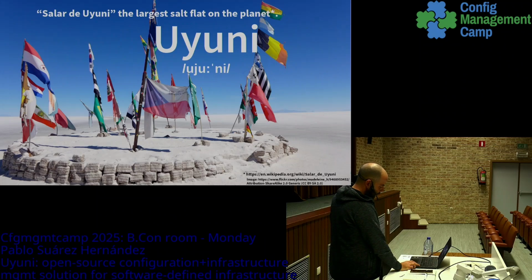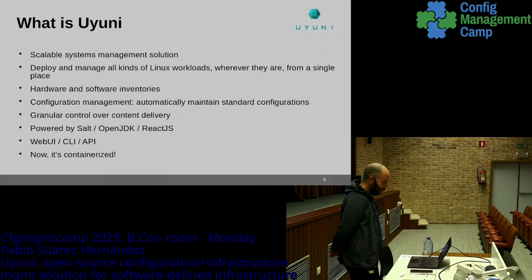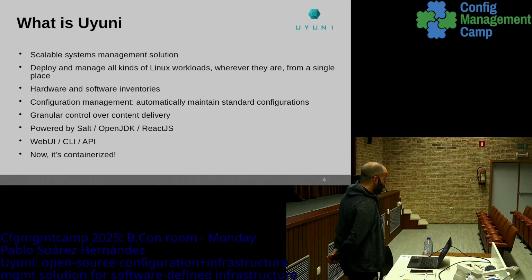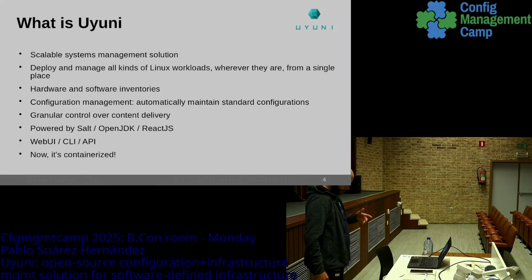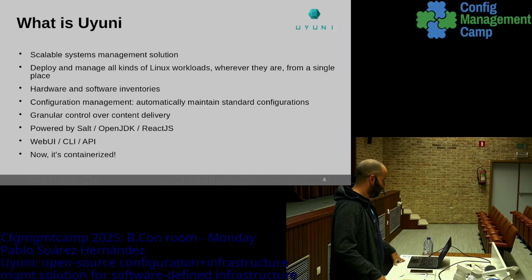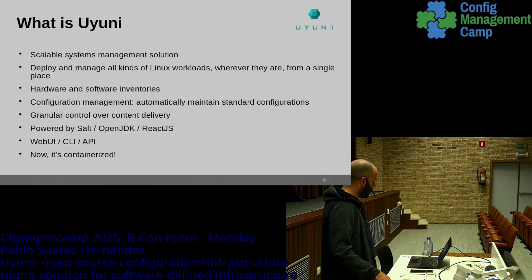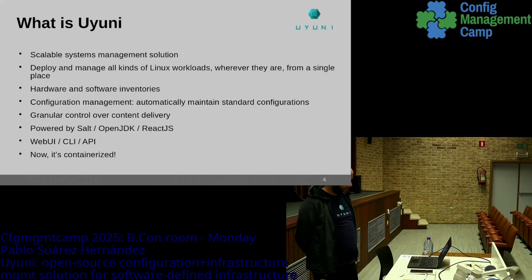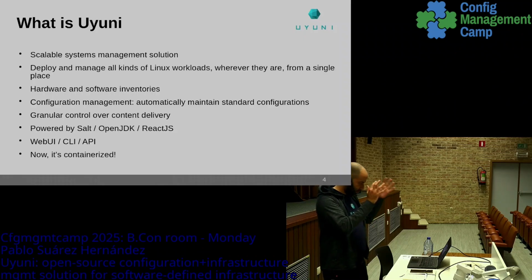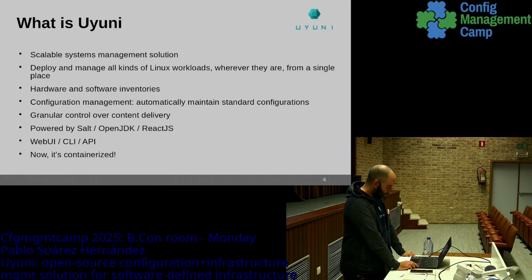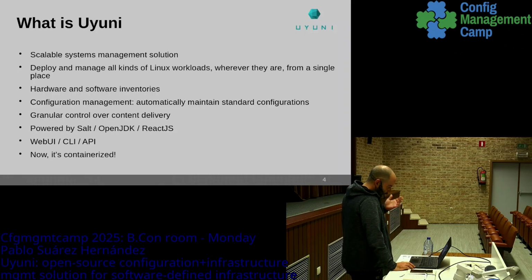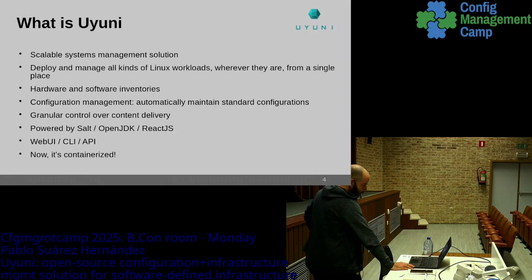And if we go a little bit deeper, the important thing is that it is basically a scalable system management solution. It is able to manage tens, hundreds, or even thousands of servers with a single Uyuni instance. It's able to deploy and manage all kinds of Linux workloads, wherever they are, everything in a single place. It provides you hardware and software inventories for all your systems. It allows you to do configuration management, of course. We are using Salt for that. We will see that later.